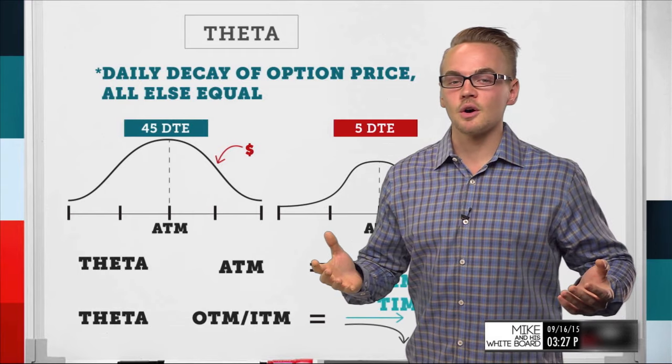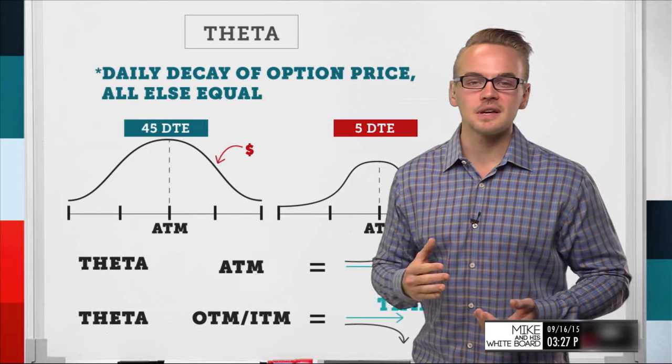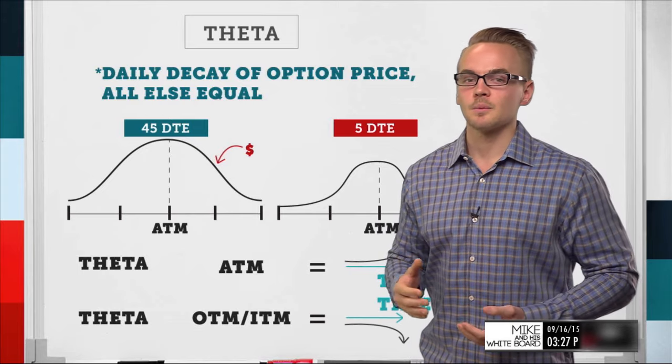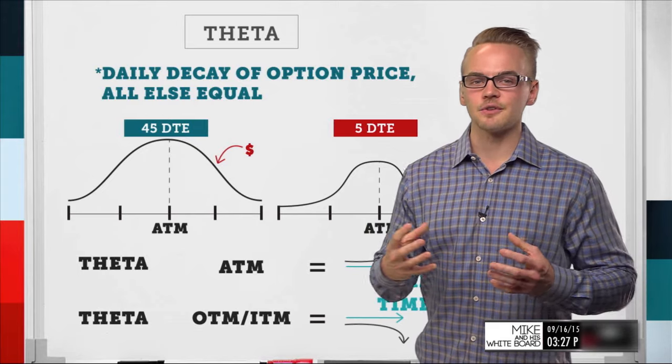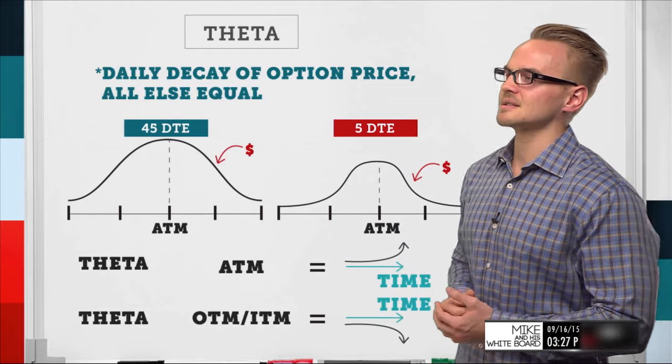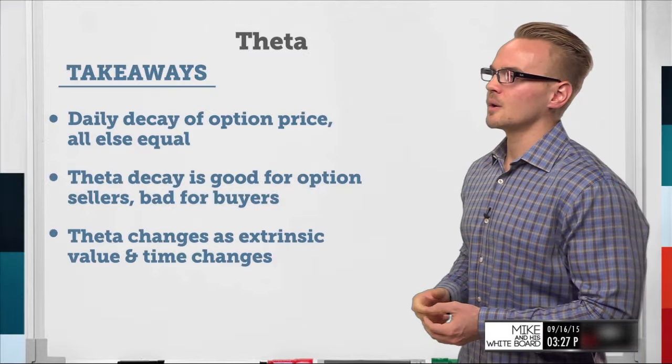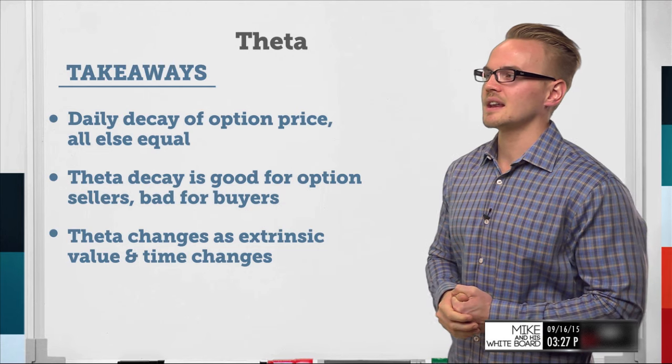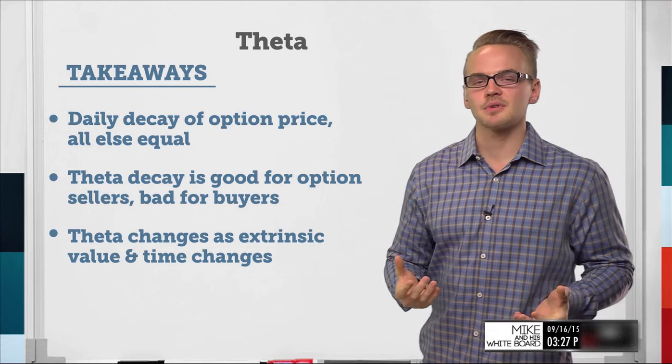But since we all know that the stock price moves all over the place and so does implied volatility, we're going to see a very nonlinear and very dynamic Theta value pretty much all the time. So let's get to some takeaways here. Our first takeaway is that Theta is the daily decay of an option price, all else equal.